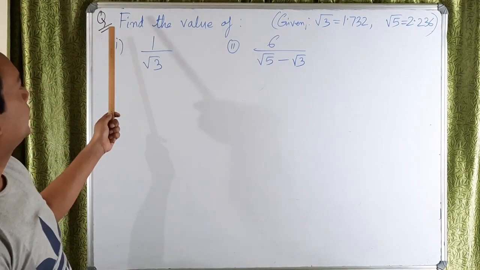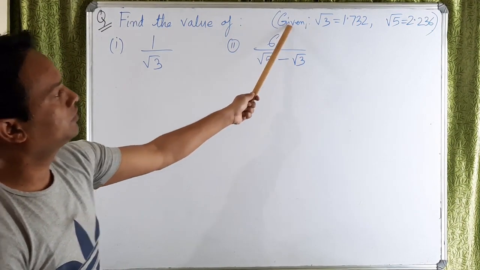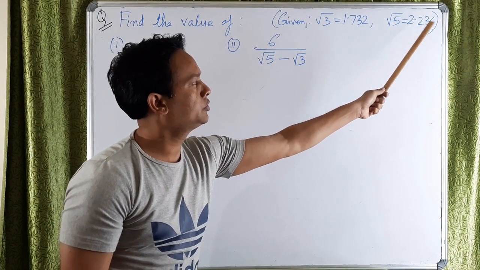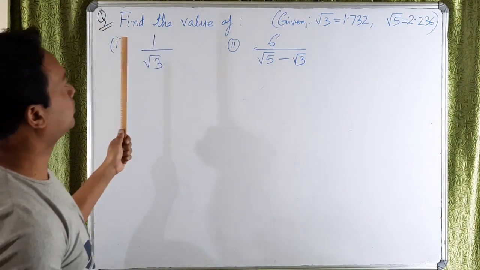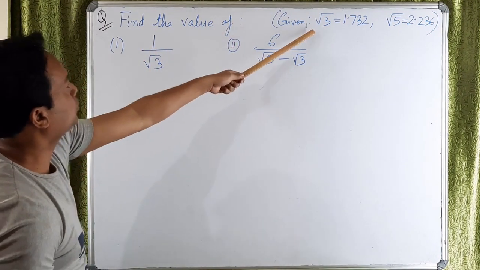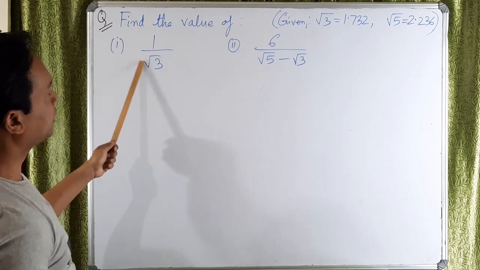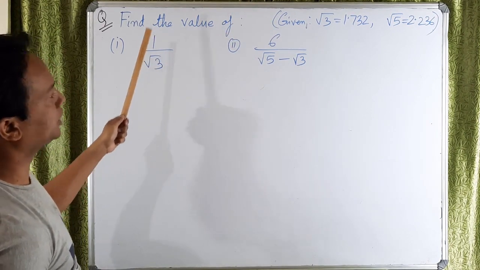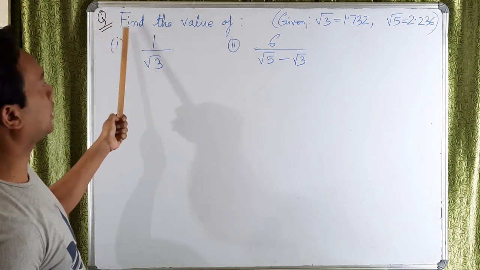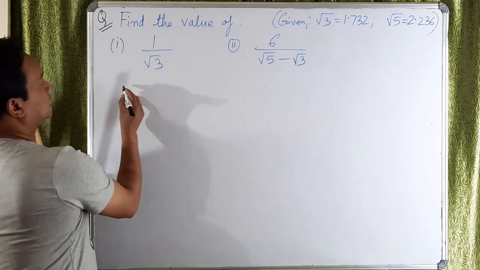Okay. Next question. Find the value of 1 by root 3 and 6 by root 5 minus root 3. Given that root 3 is 1.732 and root 5 equals 2.236. Now this is a very important question and you have to be very careful: whenever this type of sum is given, we cannot put the value of the roots in the denominator. Don't put the value of the root. The first step is to rationalize the denominator. Even though the question does not mention whether to rationalize or not, we cannot put the value of a root in the denominator. We have to rationalize first.